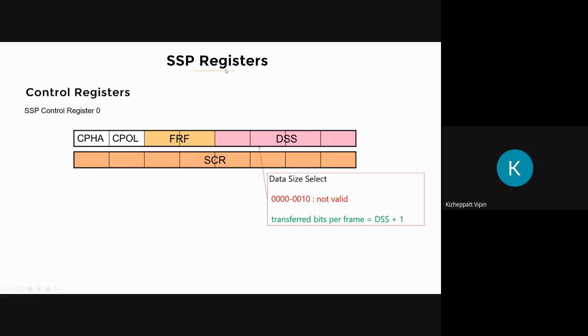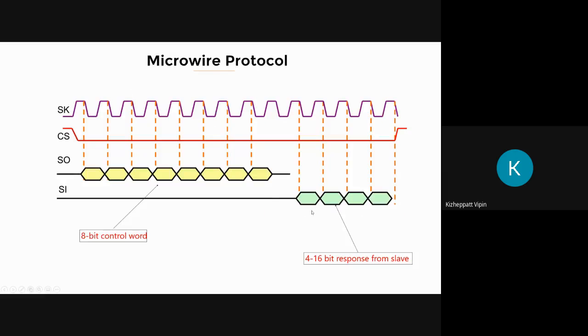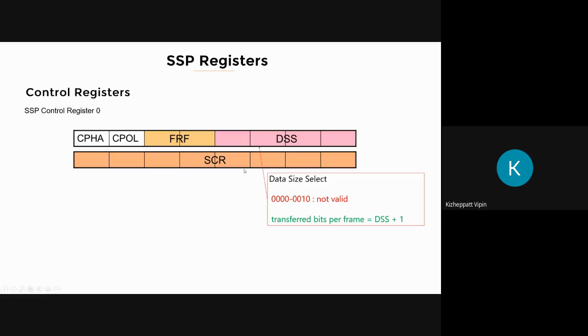So now let's see how we can use the SSP, how to configure it for different interfaces, different protocols. First of all, we have this control register. In the control register, you have 4 bits here where you will set the transfer size. You remember what was the range of frame size? Just mentioned, right? 4 to 16. In SSP, 4 to 8.